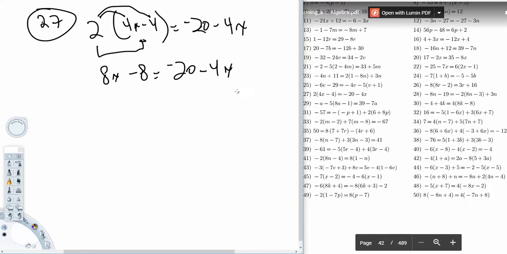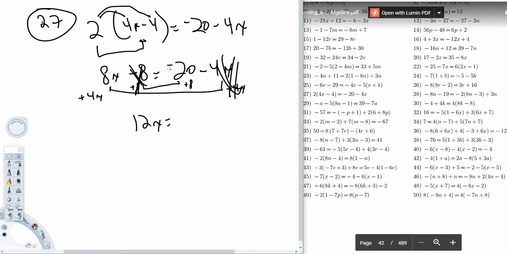Okie dokie. Let's bring this bugger over here, and let's bring this bugger over here. So I have a minus 4x. I have to add 4x to both sides. And here I have to add 8 to both sides, right? I want to get rid of this guy. I want to get rid of this guy. 8x plus 4x, 12x equals minus 20 plus 8. That's tricky. It's actually minus 12. So you divide both sides by 12 and you get x equals negative 1. Yep.